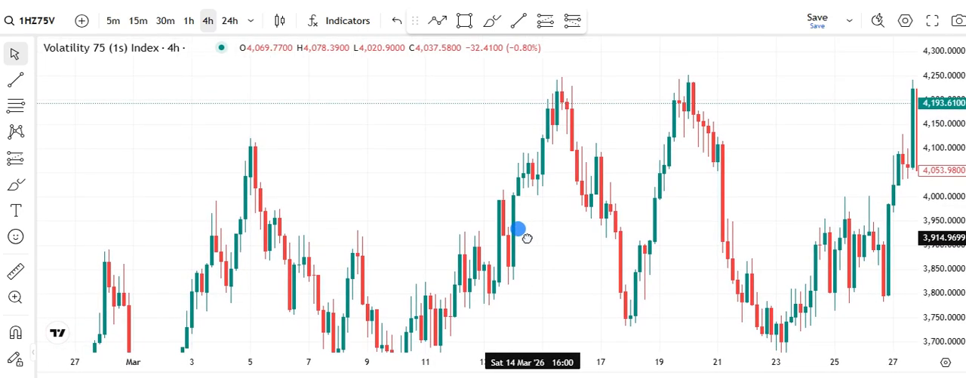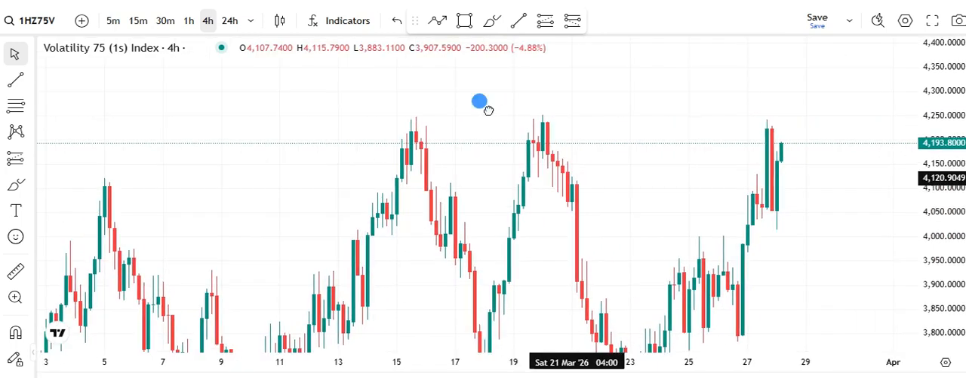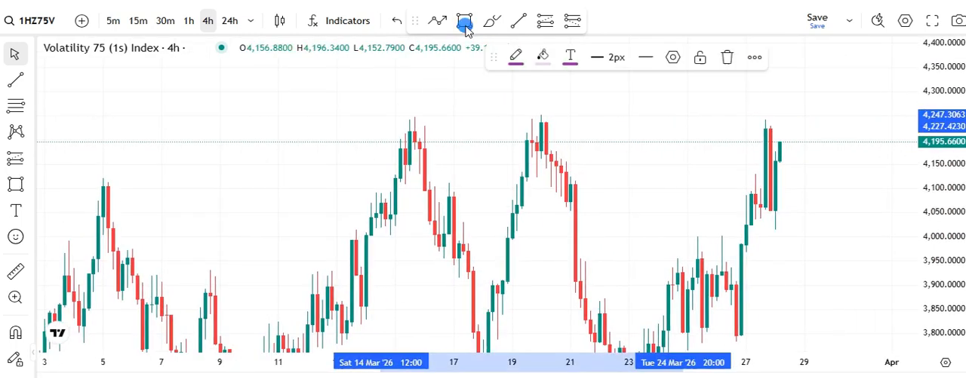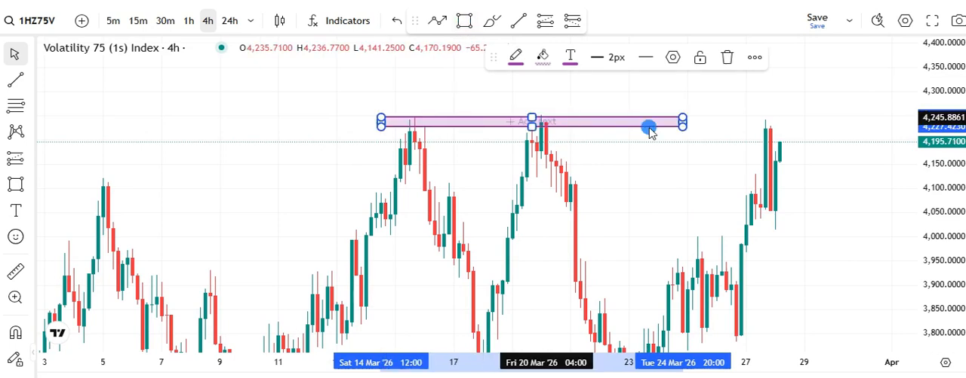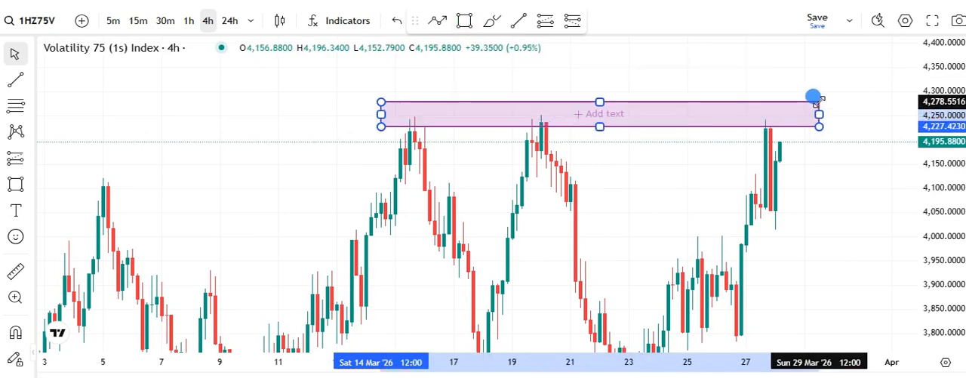Alright, so on 75 (1s), this is the 4-hour chart. I'm sure you know how we do it. I'll just mark out the 4-hour chart zones and some levels, because we're looking at the 24-hour, the daily movement of the market.